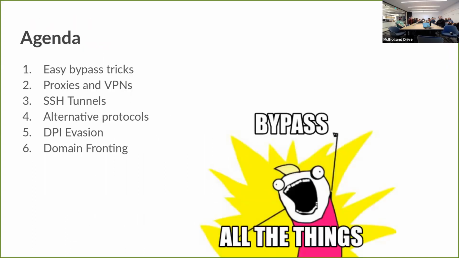So here's what we're going to be talking about. First of all, it's the easy tricks. No configuration really needed. Talk a little bit about proxies and VPNs, SSH tunnels, very useful thing to have if you have no other things to get around. Different protocols you might want to use to bypass certain firewalls. A little bit on how to evade DPI. So a lot of the firewalls nowadays will have more advanced features to try to detect that someone's using a VPN and so on. So I'll teach you a little bit about how to get around that.